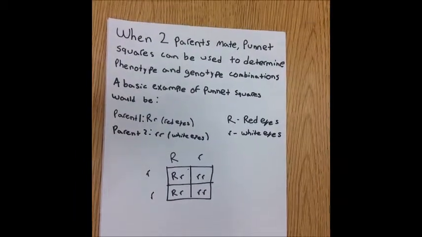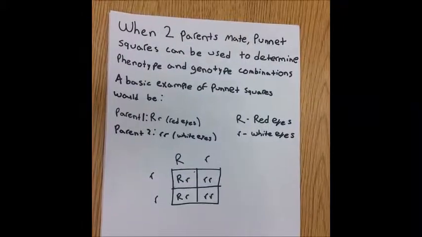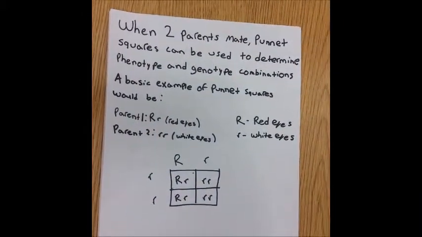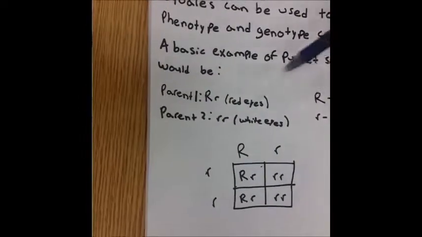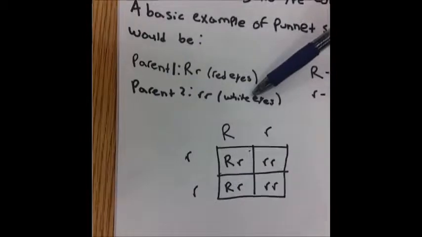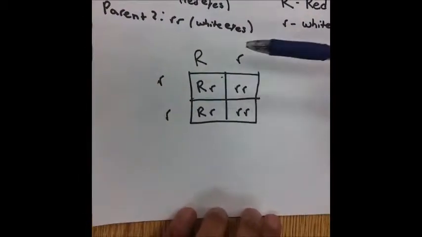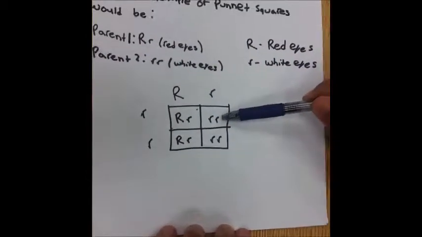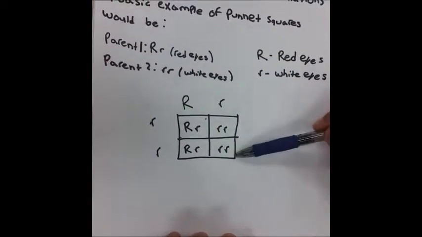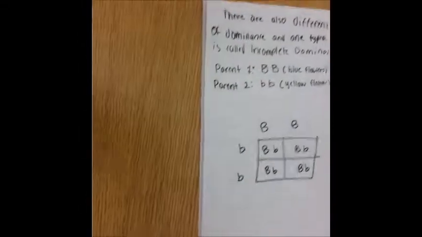When two parents mate, Punnett squares can be used to determine the phenotype and genotype combinations. A basic example of Punnett squares would be here, where big R would represent red eyes, little r, white eyes. And when you cross a parent who's heterozygous with a parent who's homozygous recessive, and you do the Punnett square, the following will occur. A 50% chance of heterozygous, and a 50% chance of a child who's homozygous recessive, or 50% chance red eyes, 50% chance white eyes.